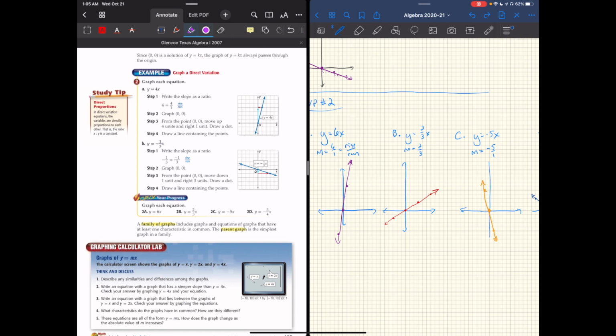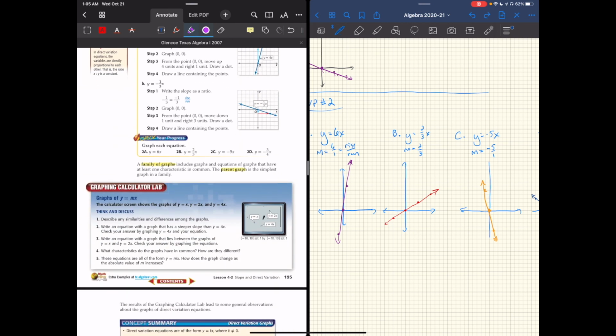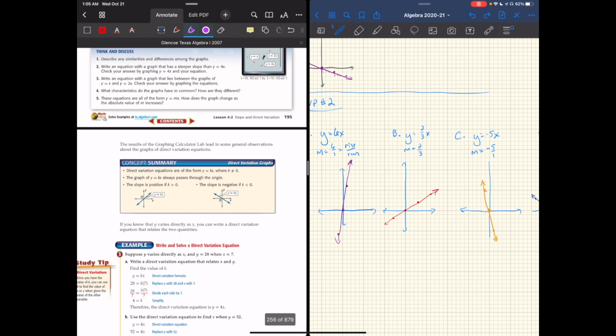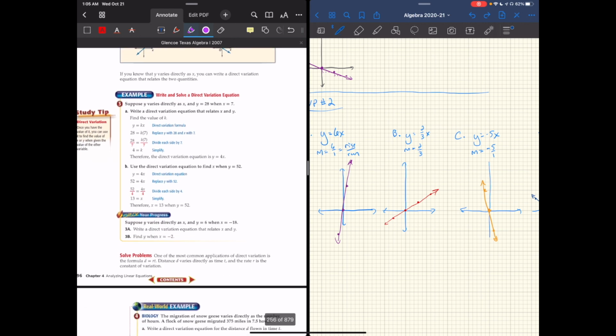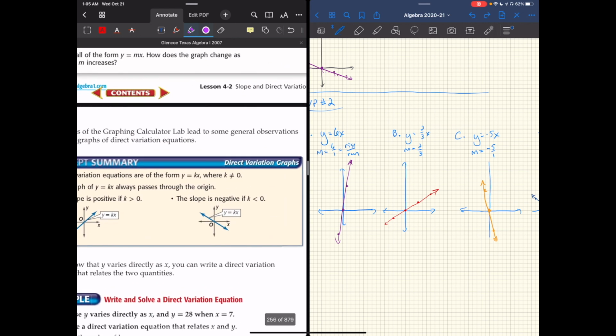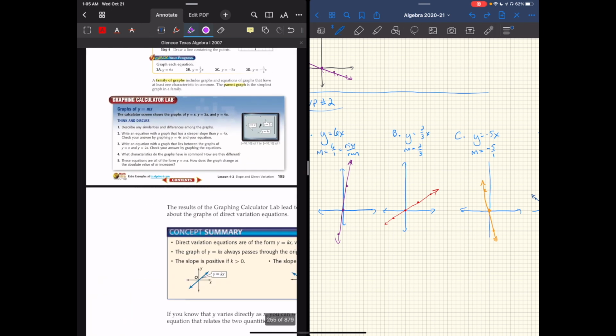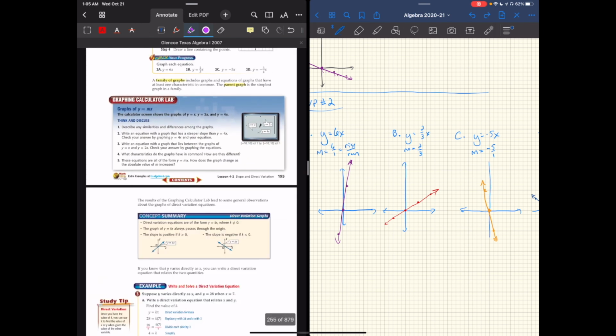And that's something that's going to come into play on this graphing calculator lab at the bottom of page 195, the kind of thing that might end up being a quiz tomorrow. And it's also going to come up on this concept summary from page 196, the kind of thing that might be good to have in your notebooks just for future reference.